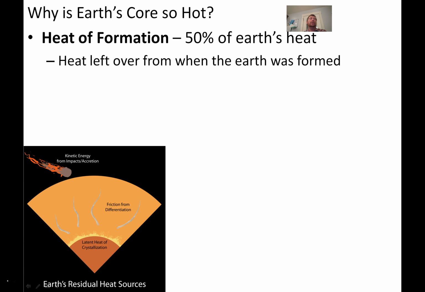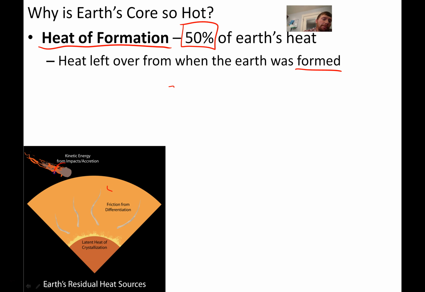The thing I want to talk about in this video is why is Earth's core so hot? Why is it the center of the Earth is as hot as the surface of the sun? Well, there are two main reasons for that. First one is something that we call heat of formation. And this is where 50% of Earth's heat comes from. And what this is, real simple, is heat left over from when the Earth was formed. Lots of heat was made when the Earth was formed from two reasons.